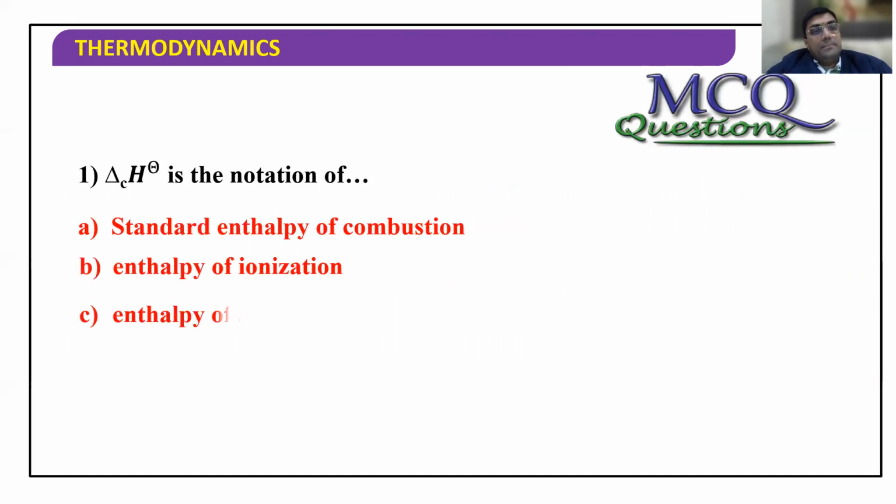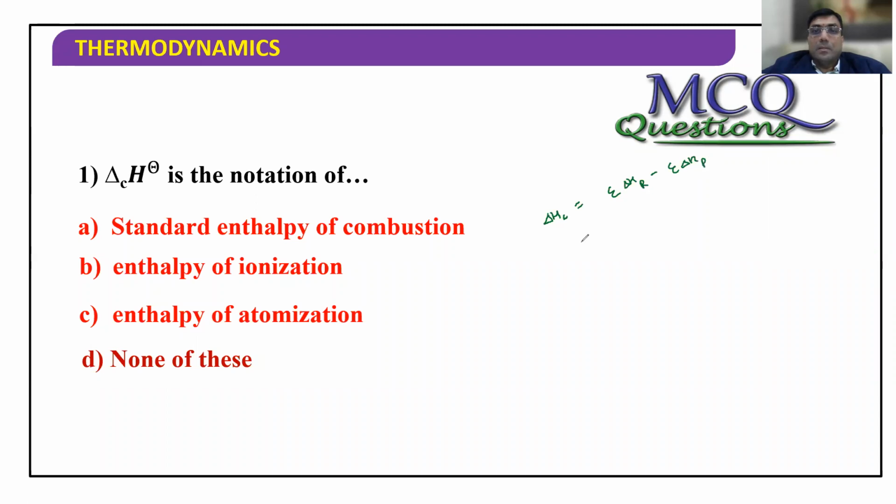So what is this notation? Standard enthalpy of combustion. Listen carefully, standard enthalpy of combustion. For example, listen carefully. Enthalpy of combustion is always sigma delta H of reactants minus sigma delta H of products. This you don't forget.